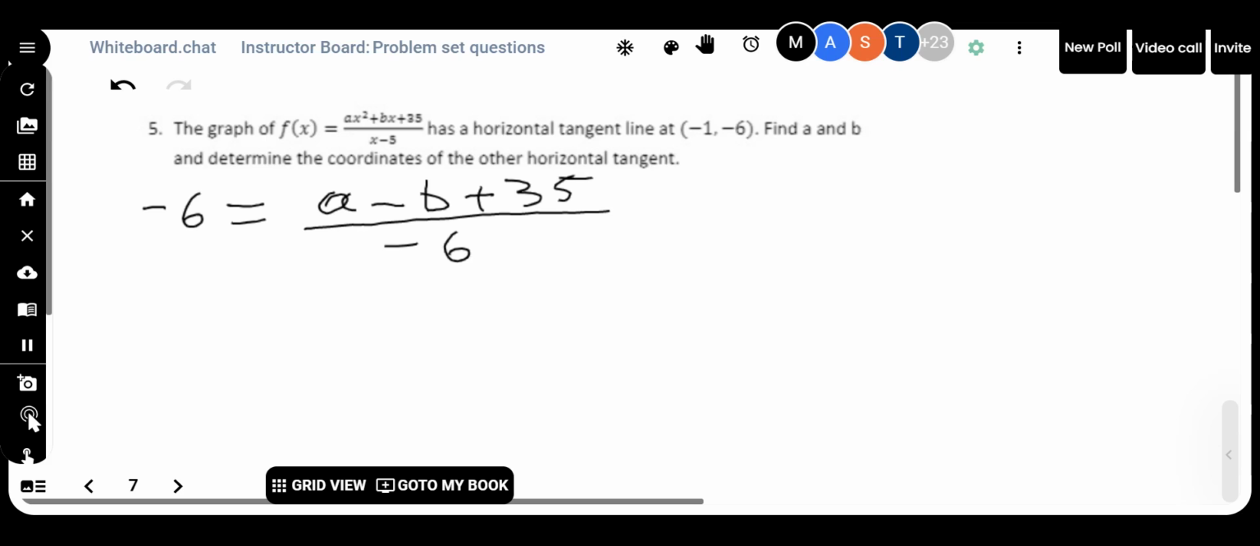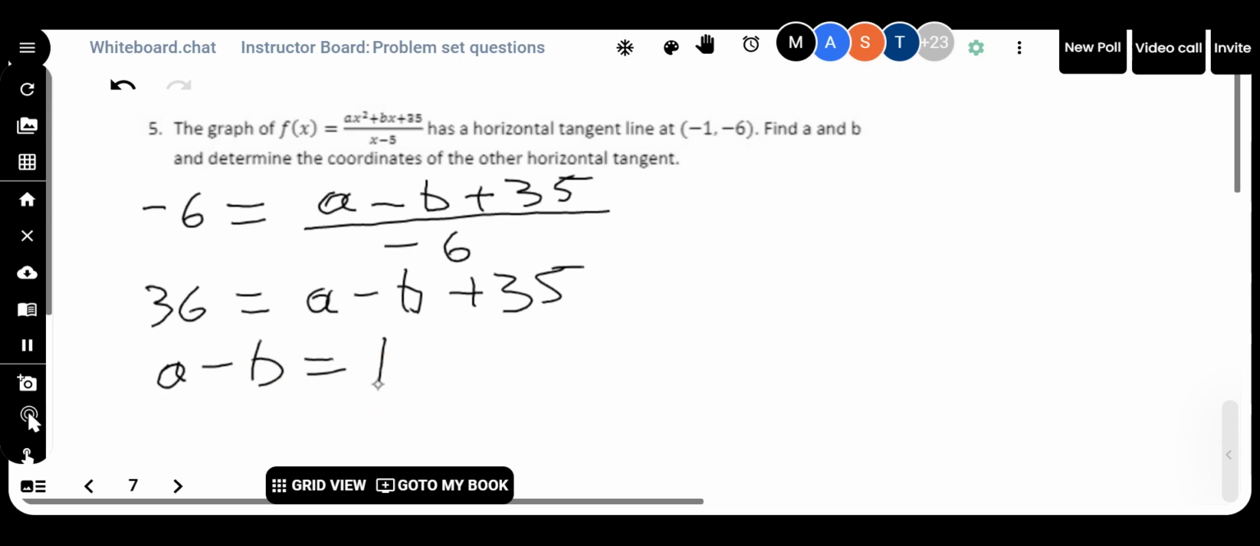Thank you very much. So that's going to be 36 is equal to A minus B plus 35, which means that A minus B is equal to 1, taking that 35 from the other side. Hopefully everybody followed the multiplying by the -6 on the other side. It's really cross multiplication is what we're doing. And now we know that A minus B is equal to 1. Okay, so that has nothing to do with calculus. Nothing whatsoever to do with calculus.